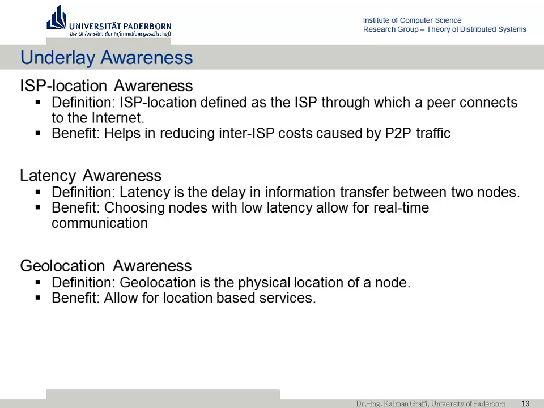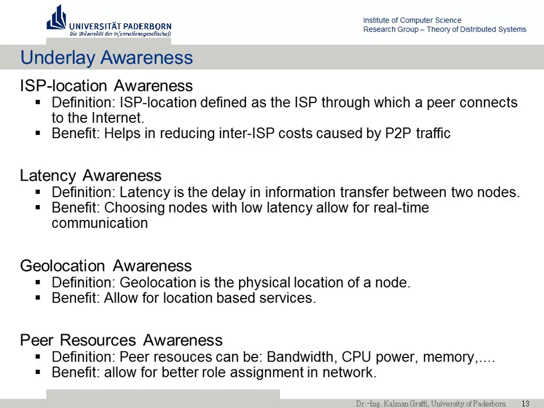What can also be optimized for in this underlay awareness is geolocation awareness. The idea is, okay, when somebody is geographically close, let's also try to map the overlay according to it, so that we can have some further location-based services. And sometimes this also makes sense in file sharing, because if you think of what kind of movies somebody is downloading, it's highly probable that people from Germany are also downloading German movies, and people from Poland are also downloading Polish movies. So geolocation awareness is also useful.